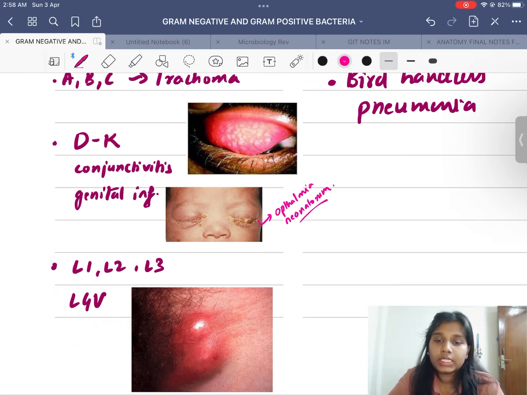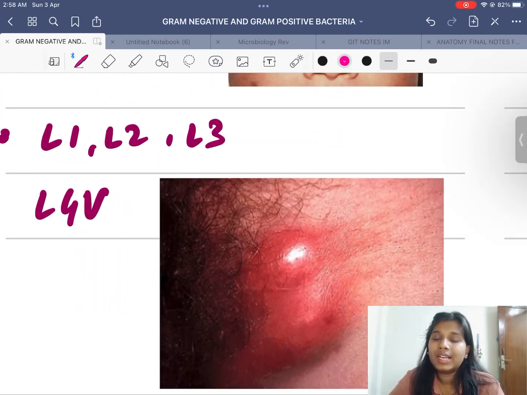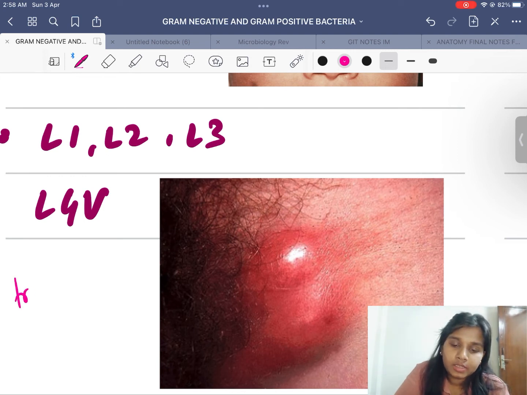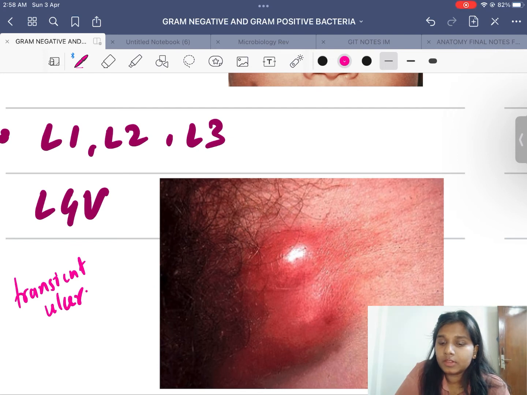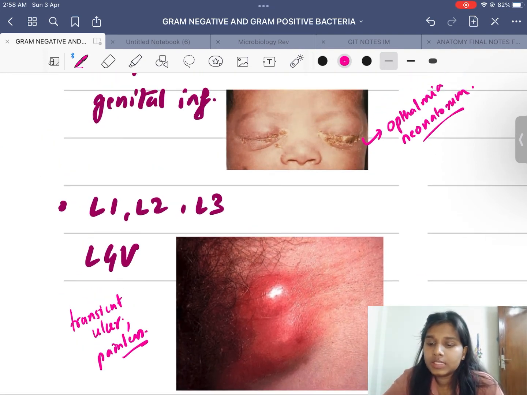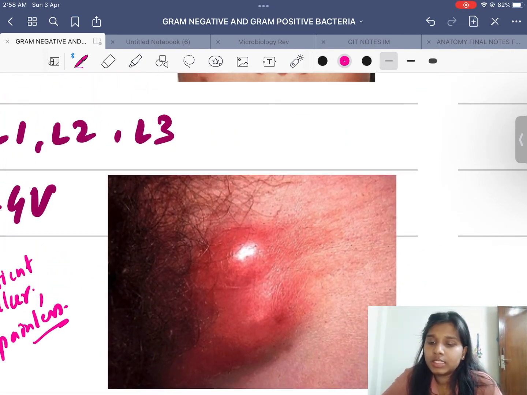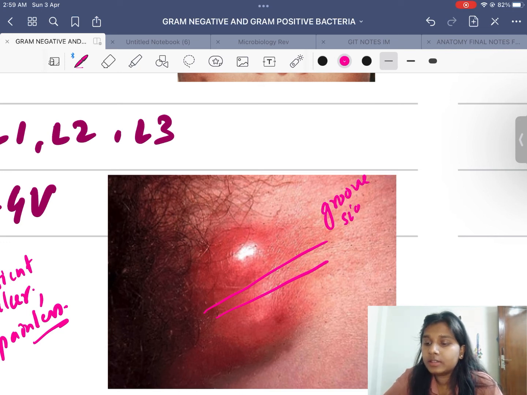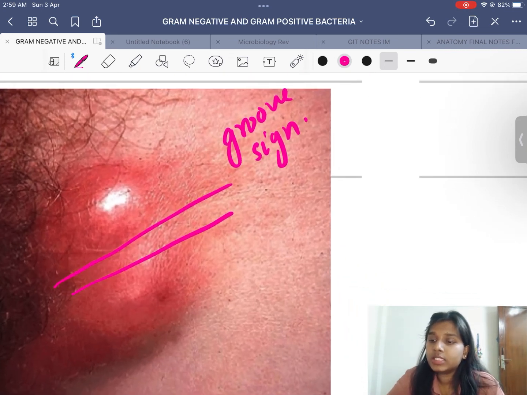What other things did you see in that? We saw that the ulcer in LGV is transient. Obviously, it's painless. The only painful one which we saw was chancroid caused by Haemophilus ducreyi. Now this sign which you see here, these are enlarged lymph nodes above and below the inguinal ligament. This is called groove sign.